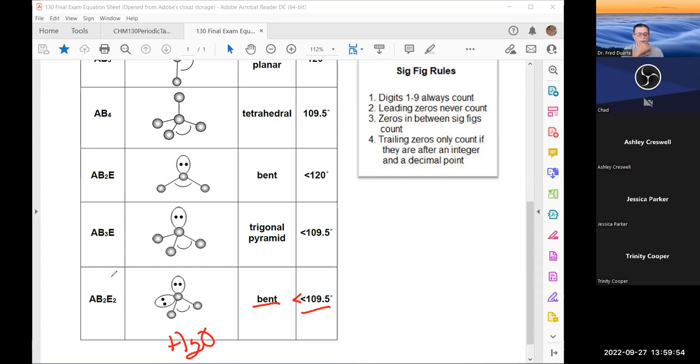So anyway, the point here is to figure out the general formula, which then gives us the name of the geometry, which then gives us the bond angle, okay? That's our ultimate goal of where we're going to go with this.